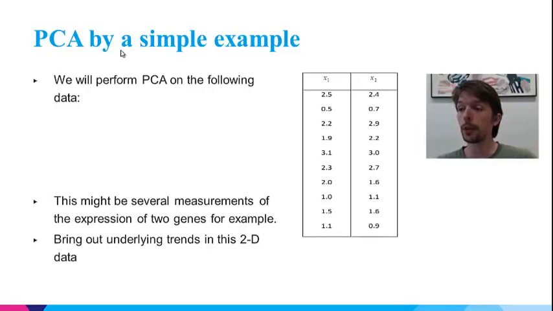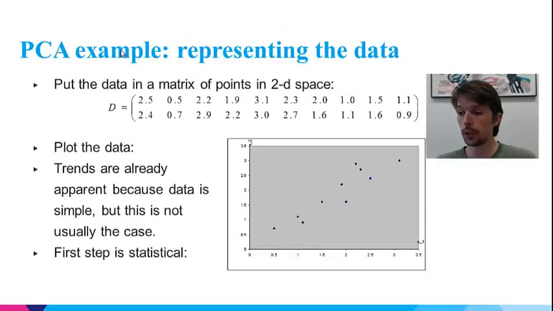So now what we're going to do is put them together to perform the analysis on a simple example. We'll apply PCA to the data set shown here. You might find it helpful to have a specific idea in mind of the meaning of this data. So let's say that we have two genes, let's call them X1 and X2, and we've measured their expression levels 10 times, resulting in the table shown here.